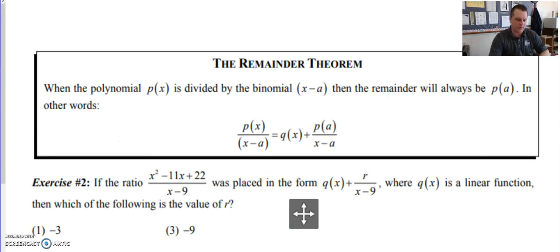The next part, the remainder theorem. This is a very important theorem. We'll see something with long division on the Regents exam.